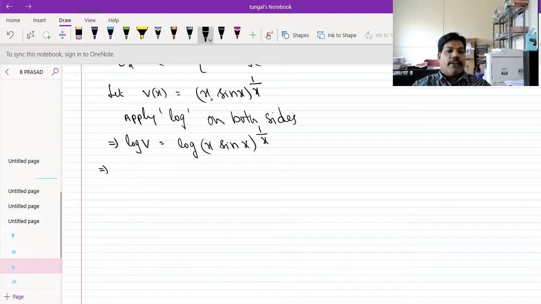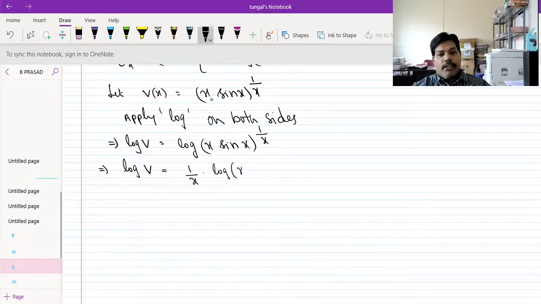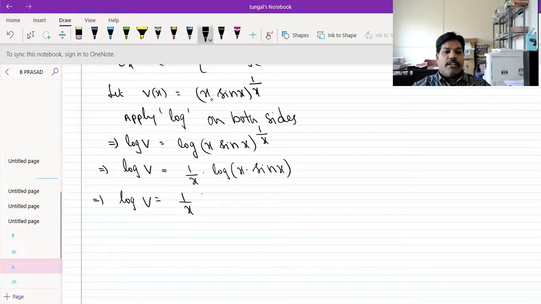This can be written as log v is equal to 1 by x into log of x sin x, since log of x power n can be written as n into log of x. So log v is equal to 1 by x into log of ab, and log of ab is nothing but log a plus log b.